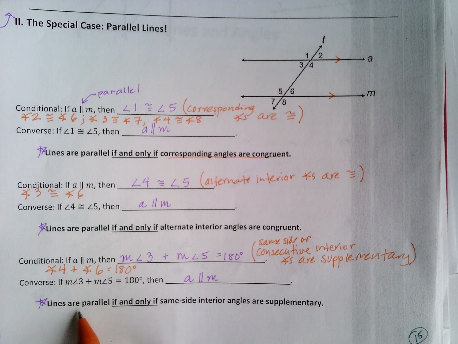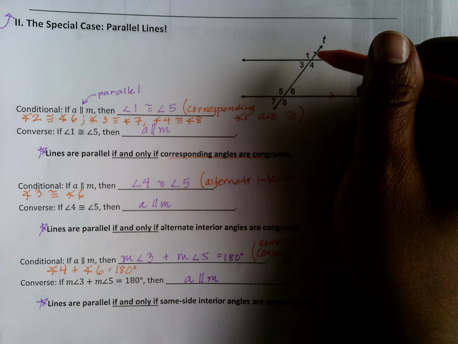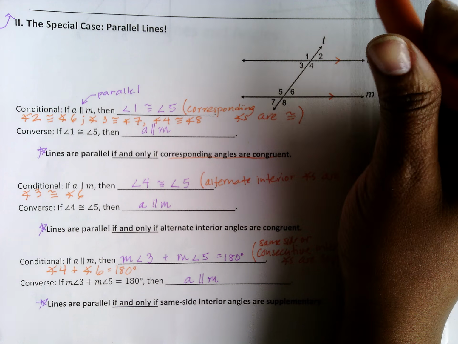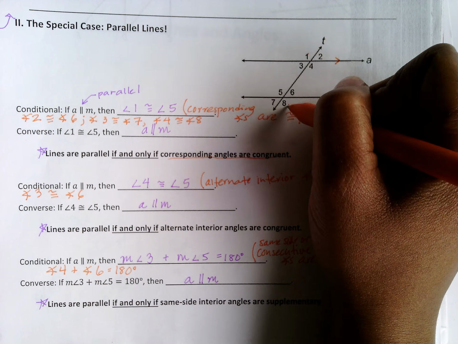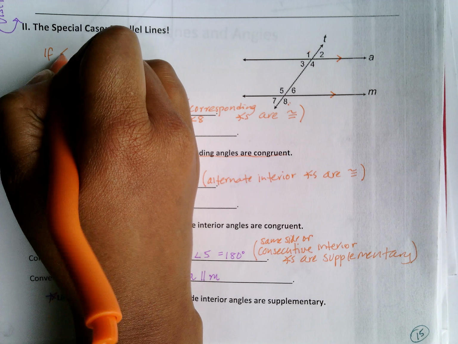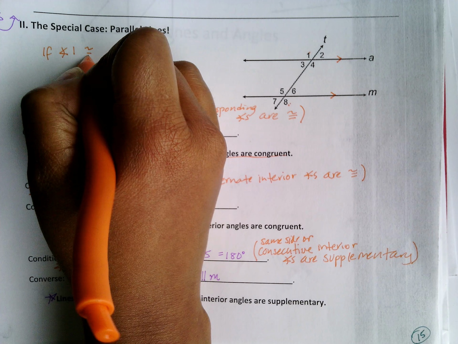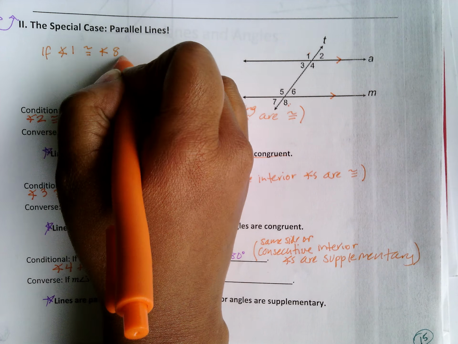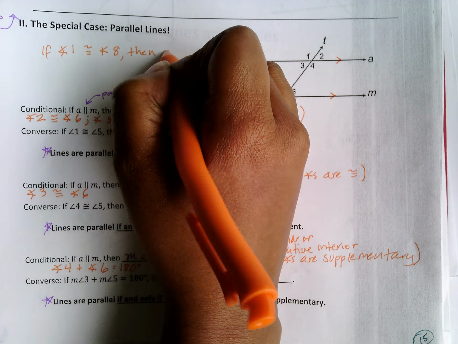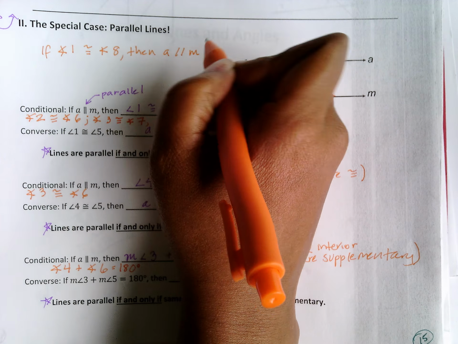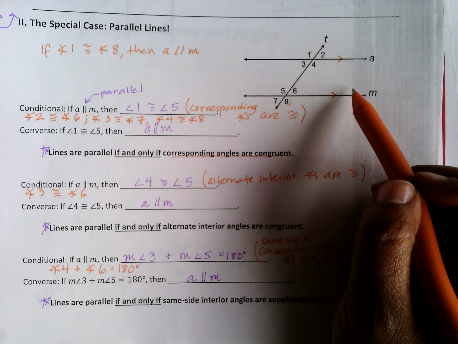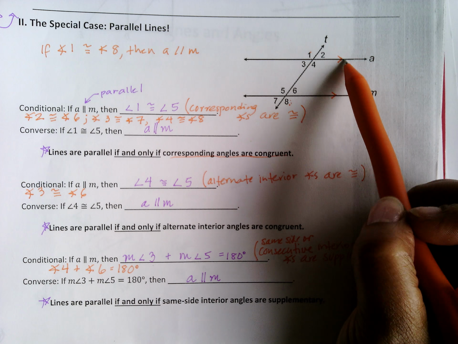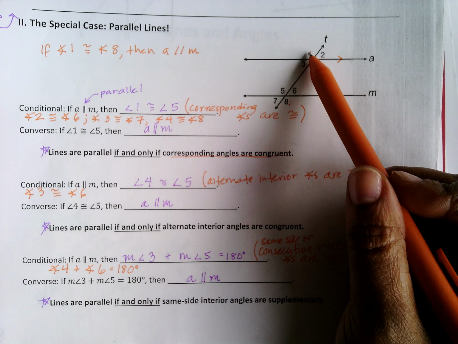The same thing applies for alternate exterior angles. They don't say it here, but if alternate exteriors are congruent, so for example, angle 1 and angle 8 are alternate exterior angles. If angle 1 is congruent to angle 8, then line A is parallel to line M, because lines are parallel if alternate exterior angles are congruent.